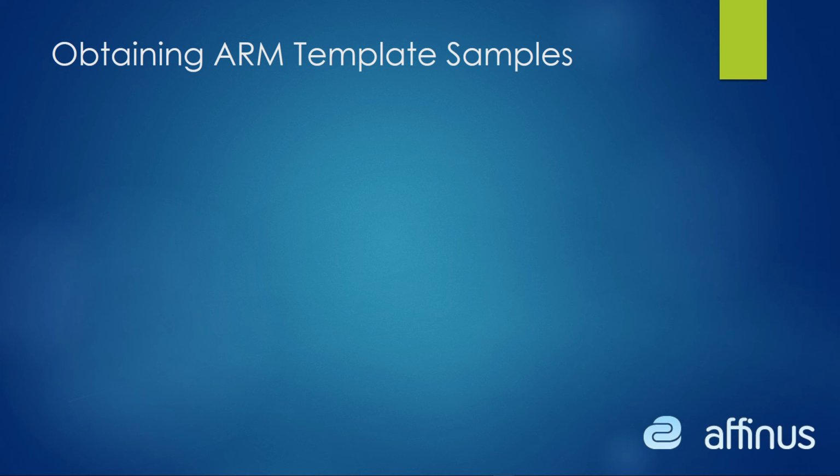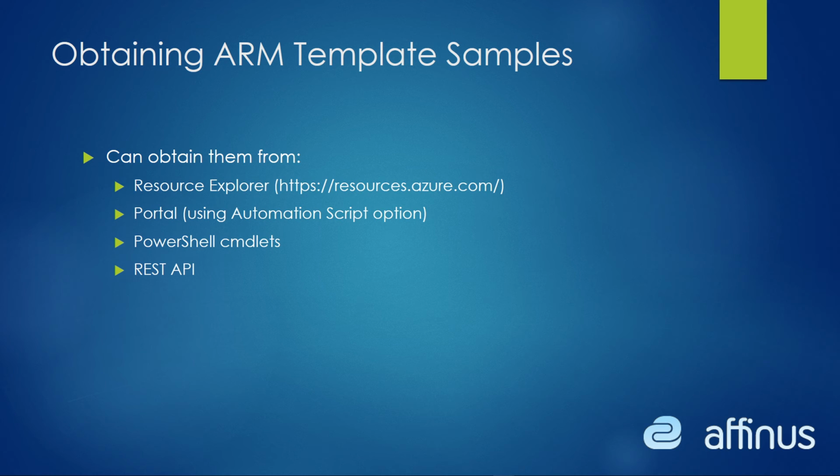How do we obtain an ARM template sample? So say you're building up a collection of ARM templates. How do you actually get an example ARM template? For example, how do we get one for a storage account or a service bus namespace? There's a number of ways we can do that.